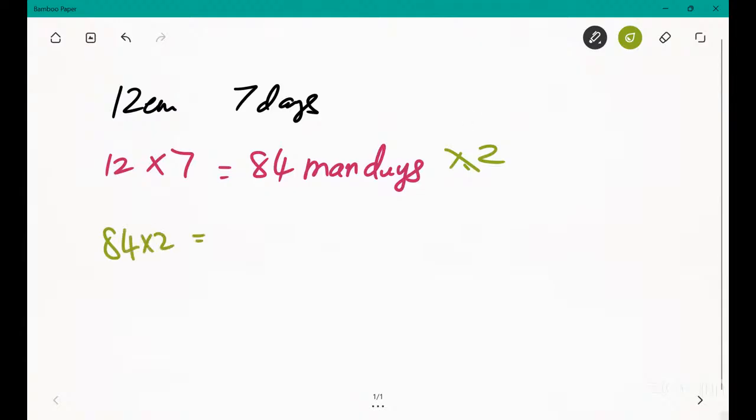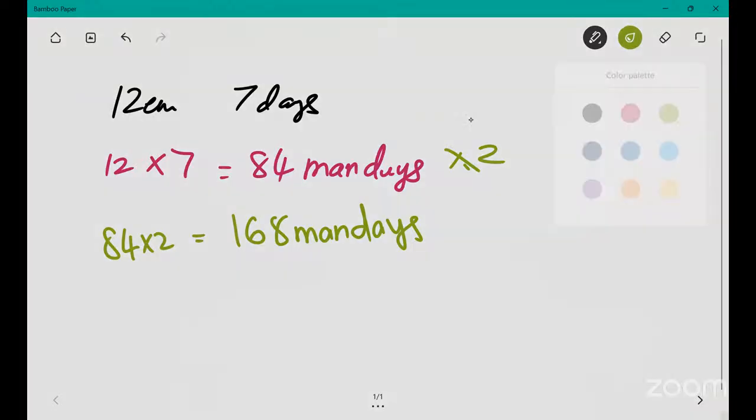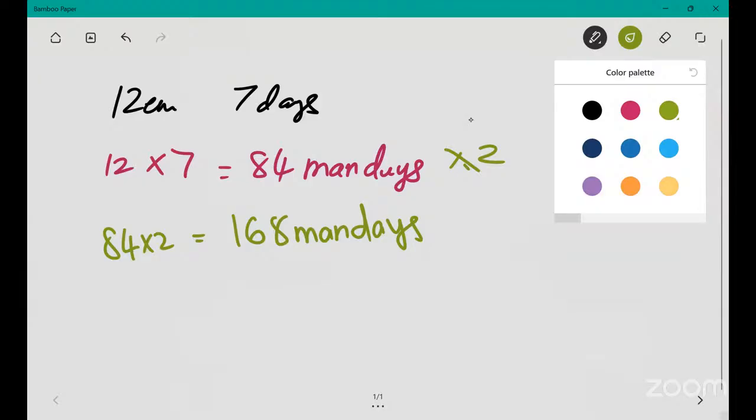And here you get 168 man days. So this is twice the work. And they're saying how many employees do we need? So first let's find how many employees we need and then let's find how many more. So how many days are we taking to do this? We're taking 8 days to do this.